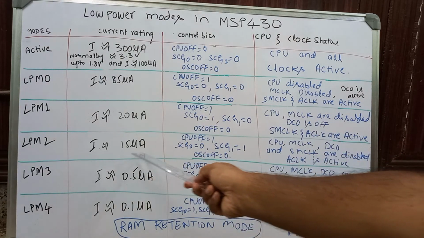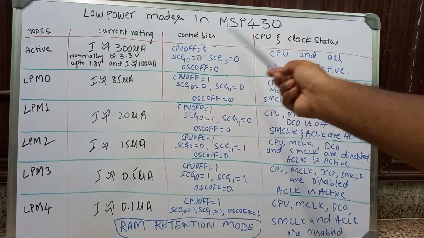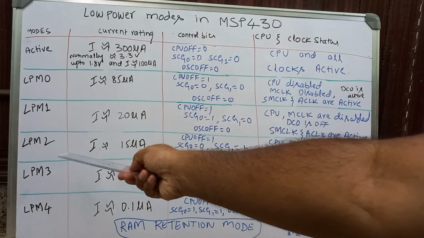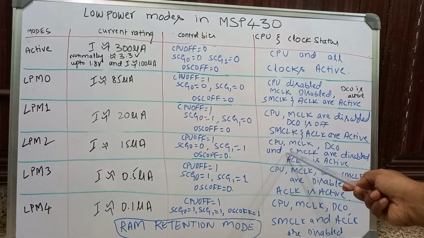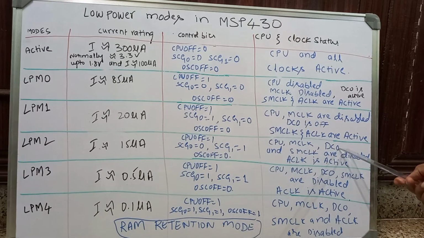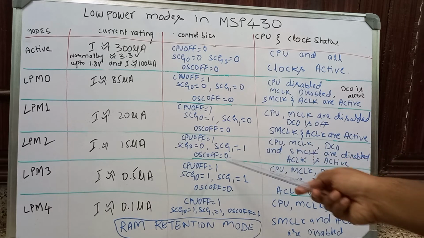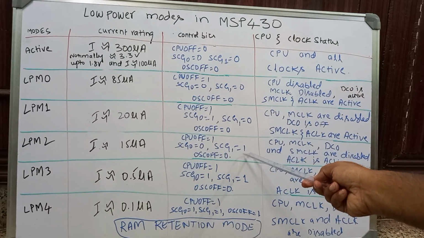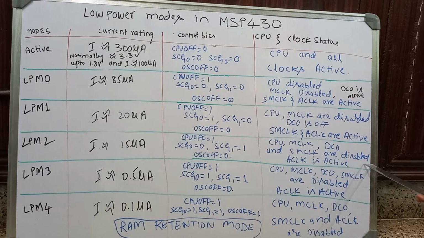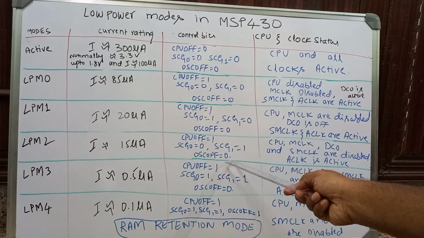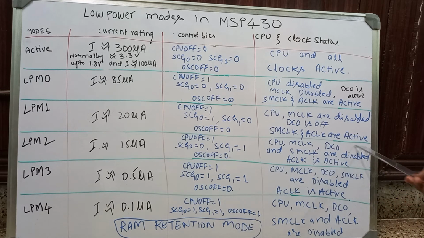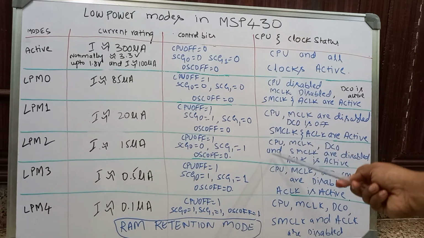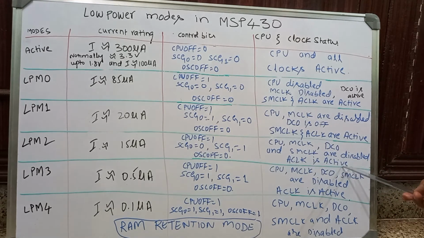Coming to the current dropping to 15 microamps, MSP430 shifts to low power mode 2. Here CPU off is 1. So the CPU, master clock and digitally controlled oscillator are all switched off. Here SCG1 is now 1, so the submaster clock is also disabled. Oscillator off continues to be 0. Therefore only the auxiliary clock is active. So the two clocks are disabled here, and only the auxiliary clock will be active.